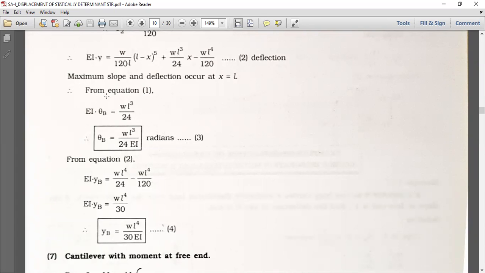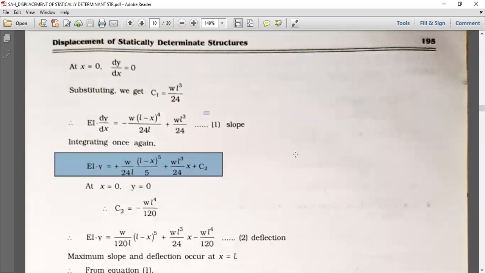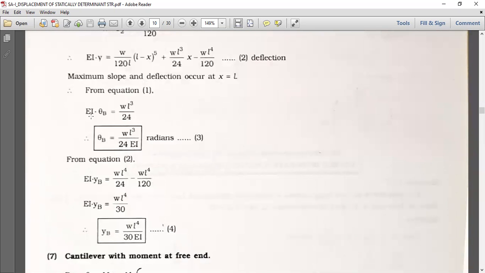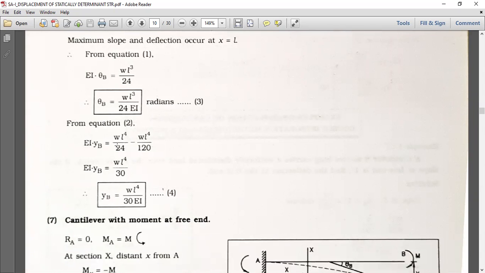Now maximum slope and deflection occur at x is equal to x. Sorry, x is equal to 0, from equation 1. What is equation 1? This. EI theta B is equal to WL cube divided by 24. Similarly, for equation 2, it is YB is equal to WL raised to 4 divided by 30 into EI.